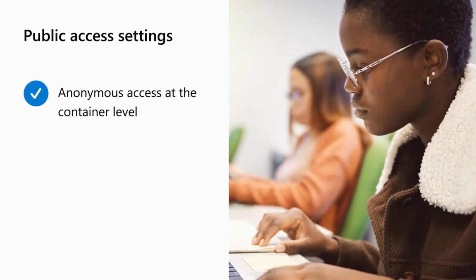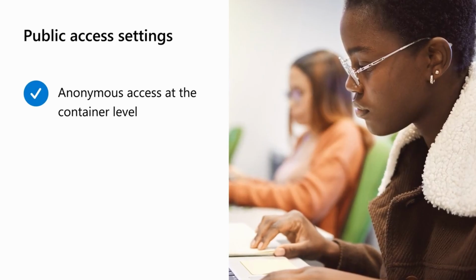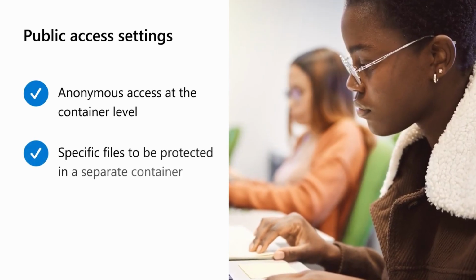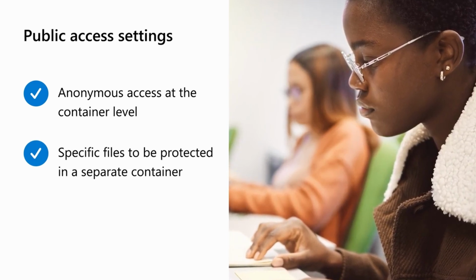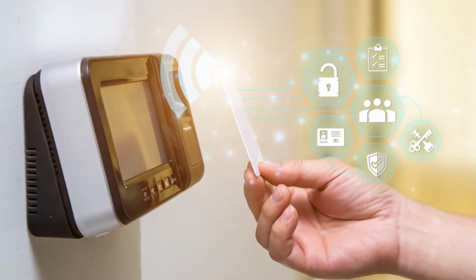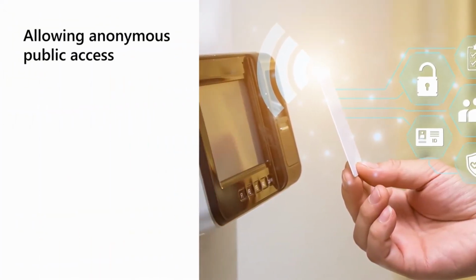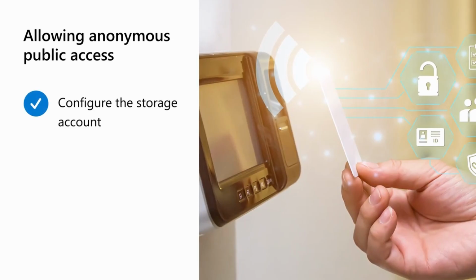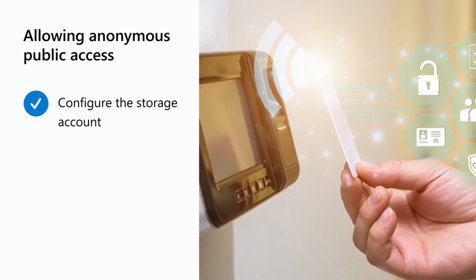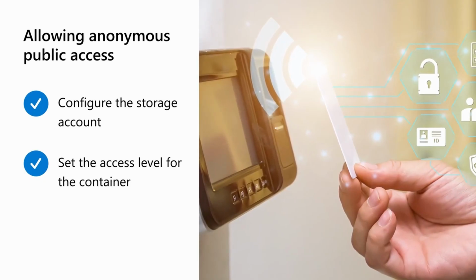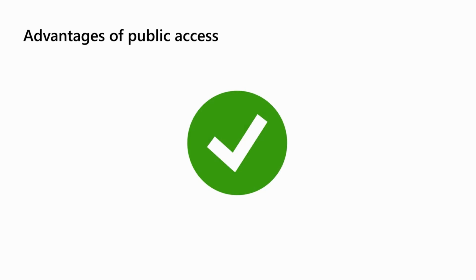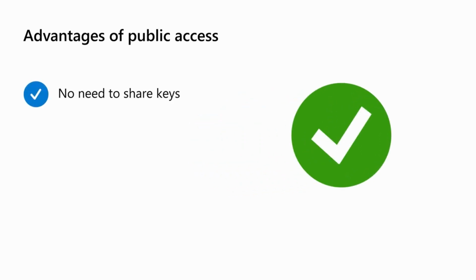You can manage access for anonymous users at the container level, not for individual blobs. To protect specific files, you can place them in a separate container that does not allow public read access. You should set up 2 specific configurations to allow anonymous public access. First, configure the storage account itself for public access. Second, set the access level for the specific container to allow public access. The advantages of the public access option are that you don't need to share keys with clients who need access to your files. You also don't need to manage SaaS.